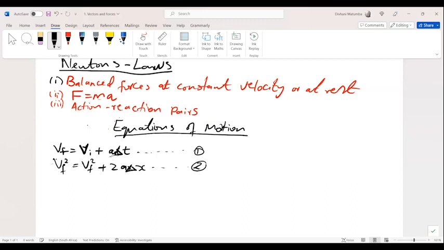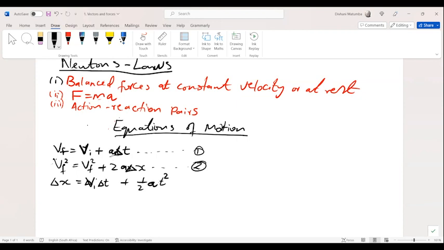Equation 2. So the third equation, they say displacement is given by v initial times change of time plus 1/2 acceleration times t squared.